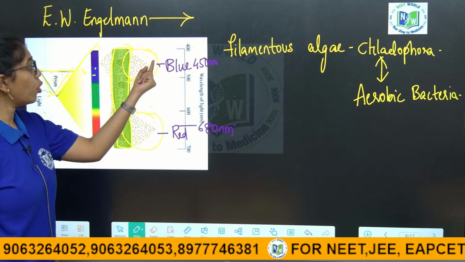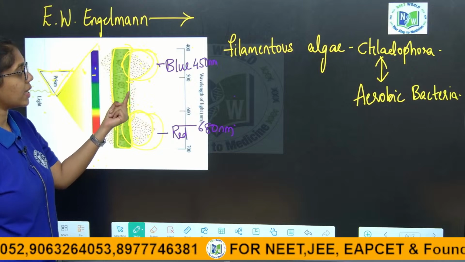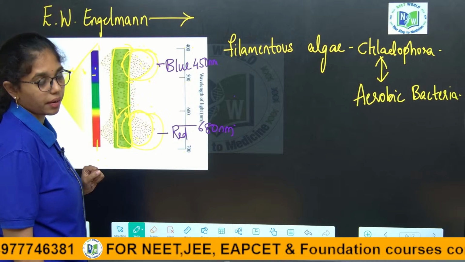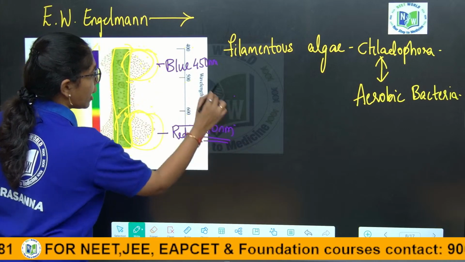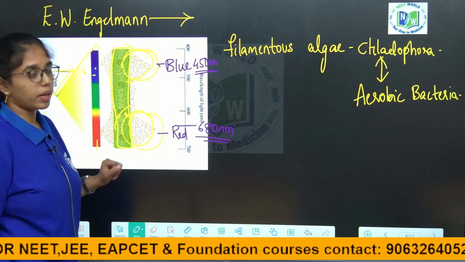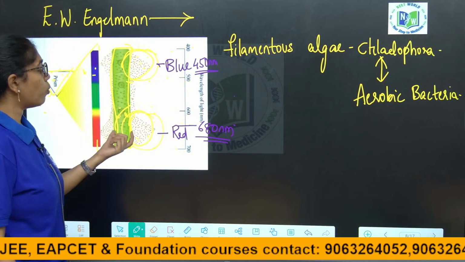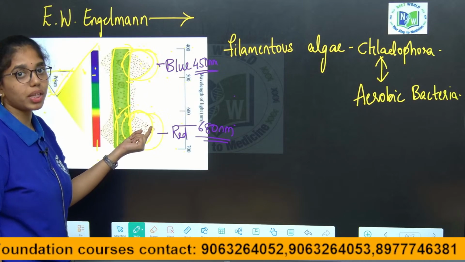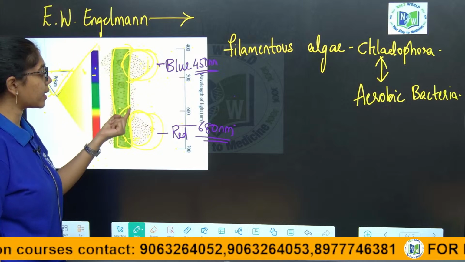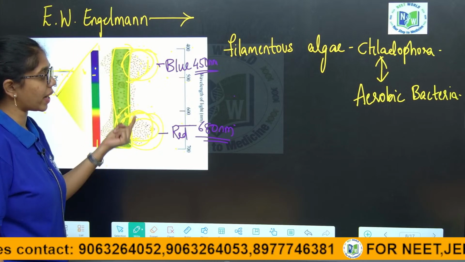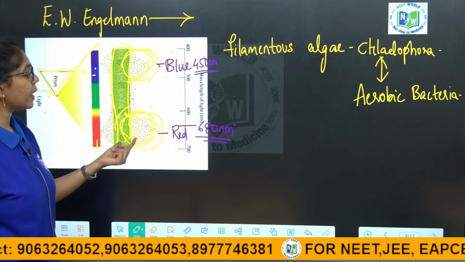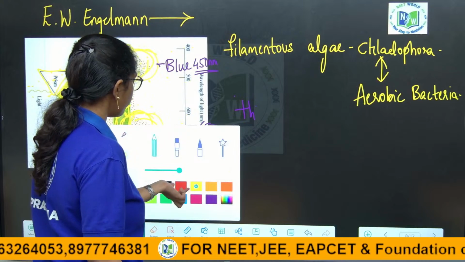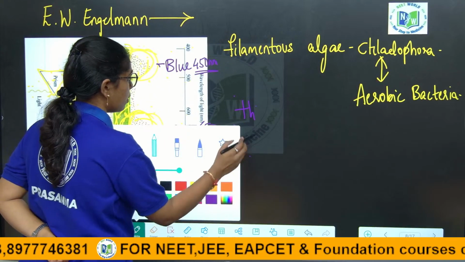As a result, more aerobic bacteria association you can see between 400 to 500 nanometers, and here between 600 to 700. That is exactly at 680 nanometers and 450 nanometers. At blue light and red light, most of the photosynthesis has taken place, and thereby most oxygen evolution happened. As a result, aerobic bacteria formed two spectra, indicating high photosynthesis activity and oxygen evolution.